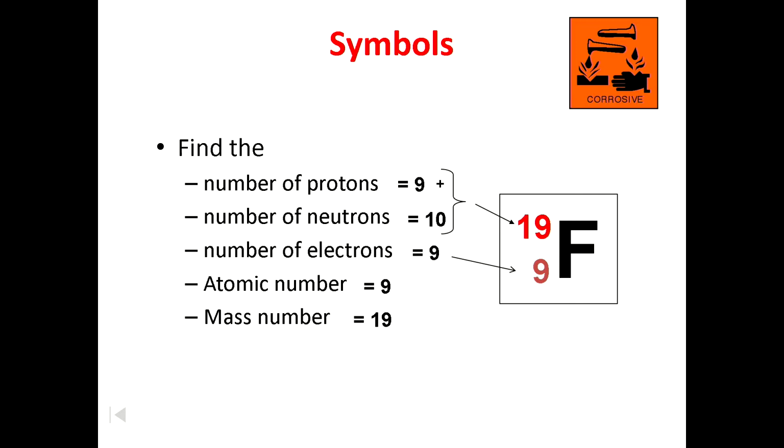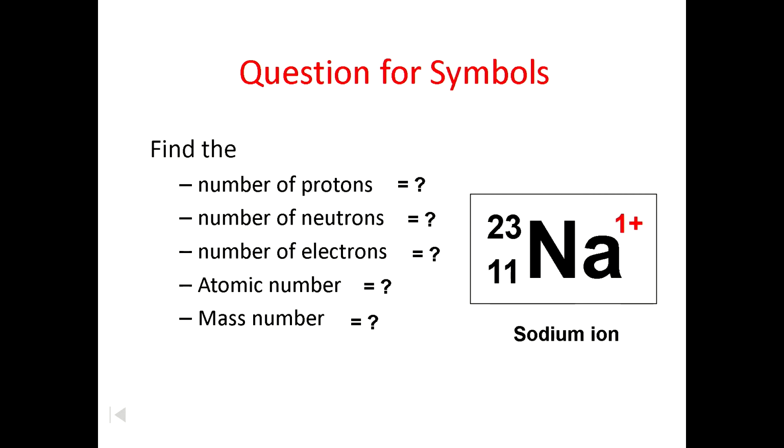Like this, okay? This one, what's the difference from above? Here is 1 plus. What does this mean? It gives out 1 electron, right? It loses 1 electron. So in this case, what is the number of protons? 11. And the number of neutrons? 12. The number of electrons? 10. Why? Because it gives out 1.